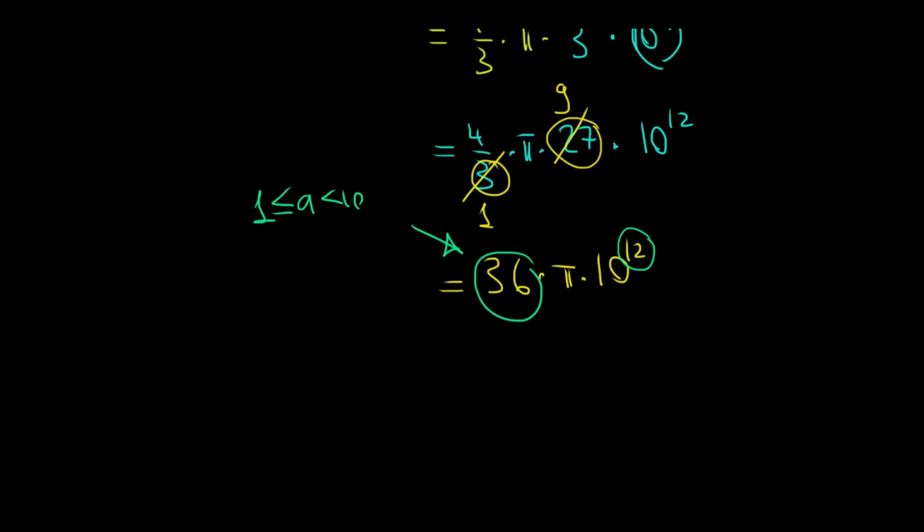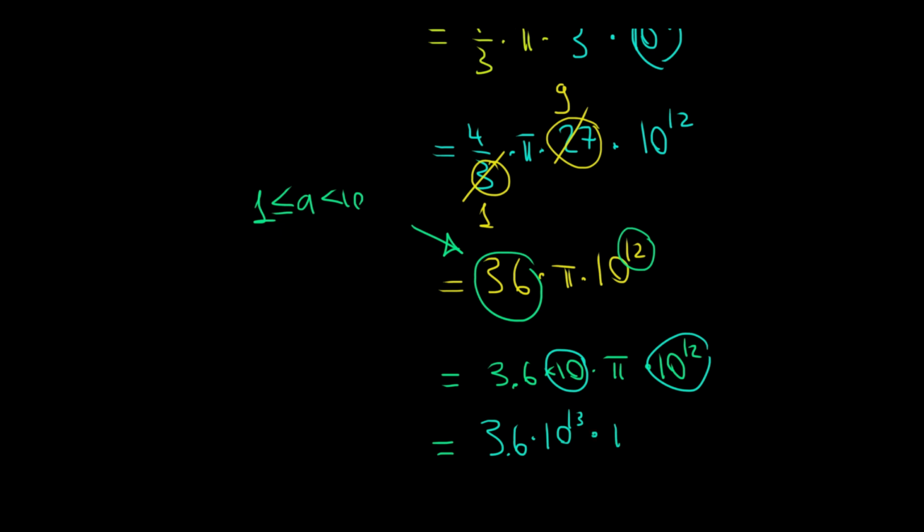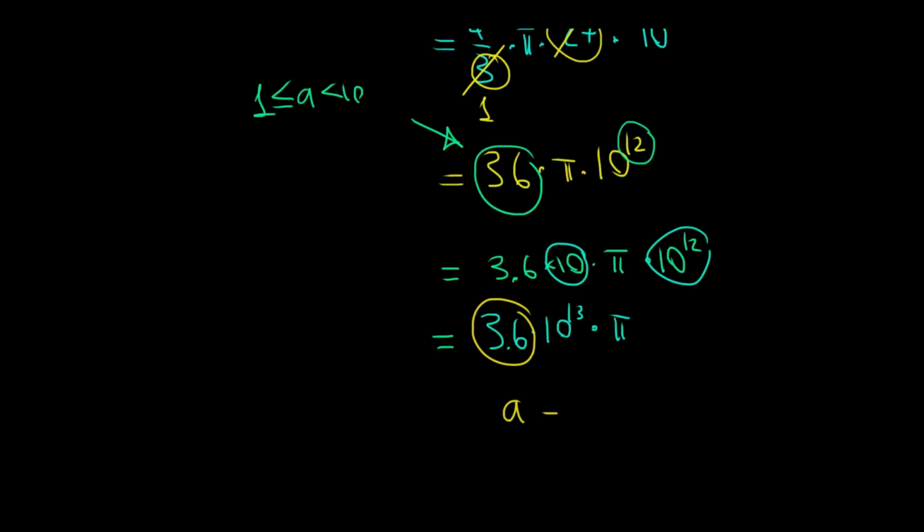So I need the standard form. What I can do is write 36 as 3.6 times 10, and then I multiply with pi and I multiply with 10 to the power 12, and then I just group the tens. 10 times 10 to the power 12 is 10 to the power 13, and then I have 3.6 times pi. Now this looks good. I have my a, which is 3.6, and then my k is 13.